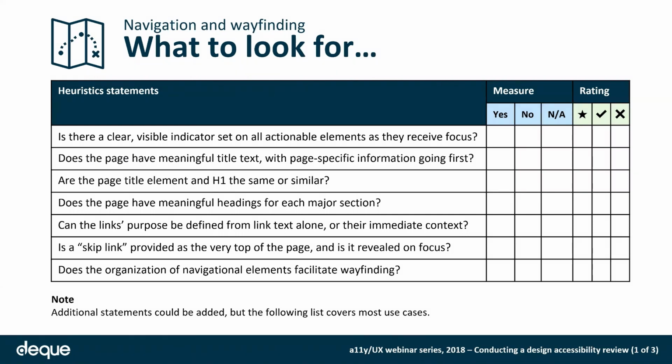So if you see the screen, we have certain statements against which we have a measure, whether it is applicable. If it is, then it is yes. If it is not, then no. And sometimes we don't find scenarios where these heuristic statements apply and they would become not applicable. We also have a column stating rating, which would give the evaluator how well we have achieved that particular statement.